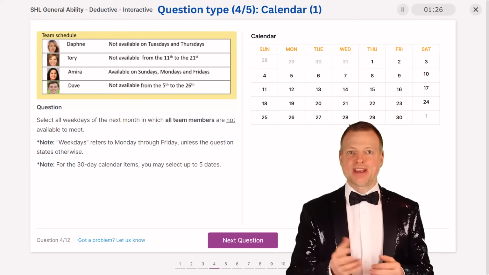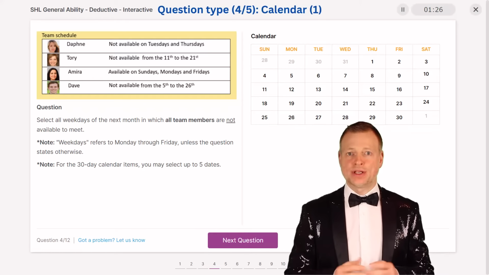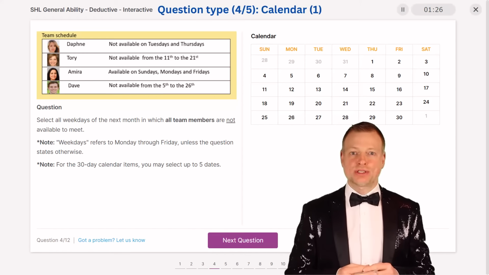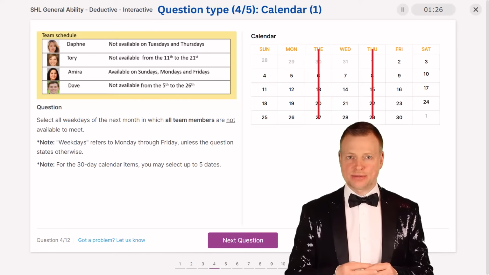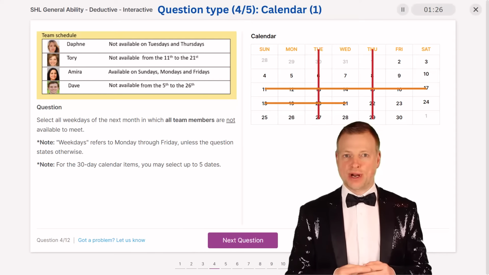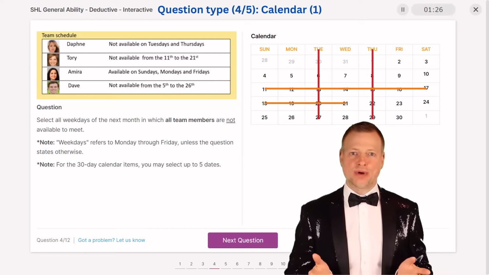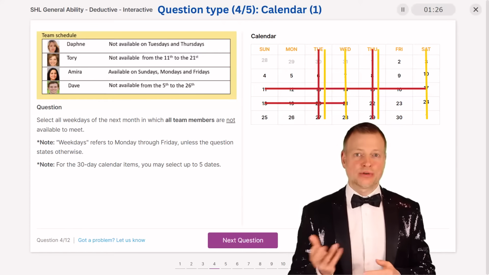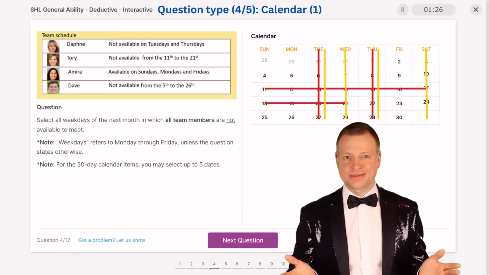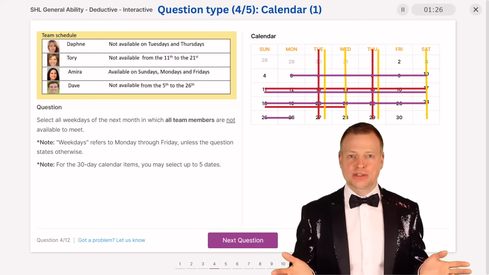It helps to mark the implications from the statements in the calendar. I go from the top to the bottom. First, for Daphne, we can cross out all Tuesdays and Thursdays. Then the days from the 11th to the 21st of a month, given Tori's requirements. Thirdly, if Amira is available on Sundays, Mondays and Fridays, then she is not available on Tuesdays, Wednesdays, Thursdays and Saturdays. For Dave, we can cross out the days from the 5th to the 26th of the month.